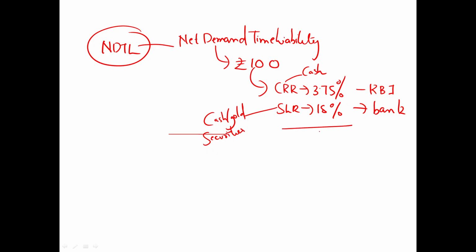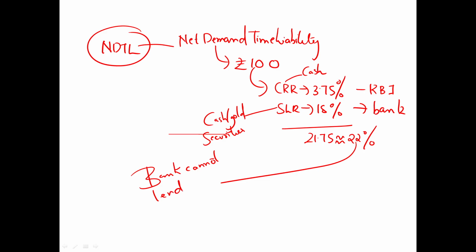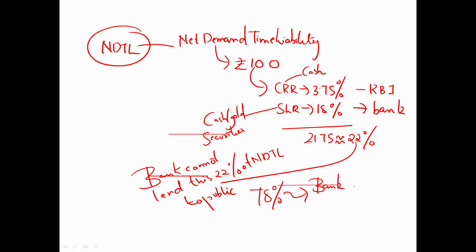So now the total is 21.75. So approximately 22 percent, the bank alone cannot lend. This 22 percent of net demand time liability to the public, the commercial bank cannot lend. Only 78% the bank can lend or give loans to the public. So this is the concept of reserve requirement.